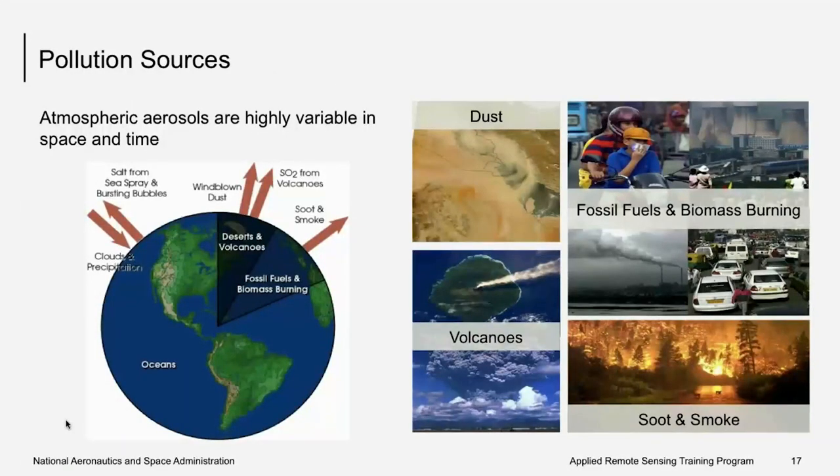Since there are many different sources of aerosols on the Earth's surface, they are highly variable in space, time, size, shape, and chemical composition. Some of the prominent sources listed here are dust from arid regions, emissions from fossil fuels and biomass burning, and occasionally volcanoes put out a lot of aerosols into the atmosphere. And there are many other sources not listed here, such as sea salt from the ocean, biogenic aerosols, and so on.